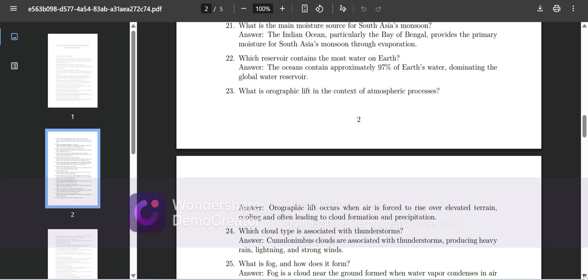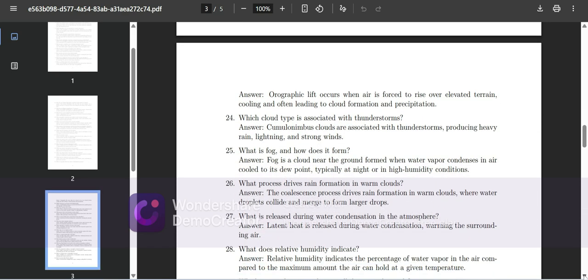What is orographic lift in the context of atmospheric processes? Orographic lift occurs when air is forced to rise over elevated terrain, cooling and often leading to cloud formation and precipitation.